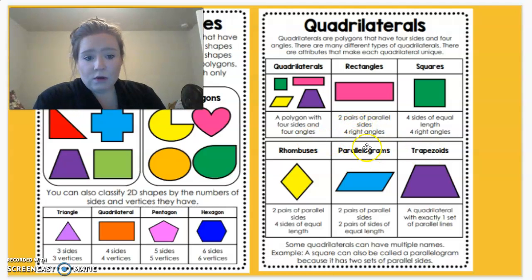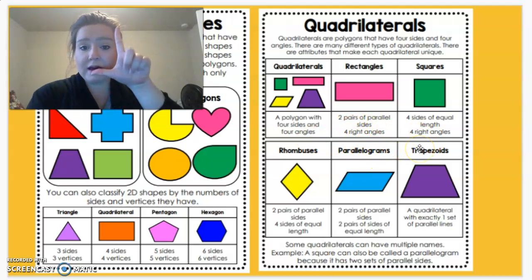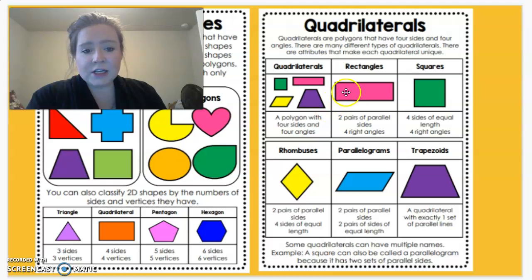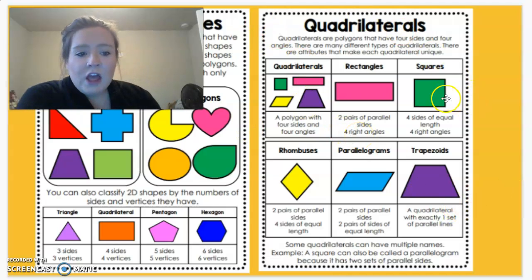And four right angles. Right angles make an L. Okay, right angles are 90 degrees. And if you took a piece of paper and lined up the corner of the piece of paper with the corner of your rectangle, it would line up perfectly. That is a right angle. Okay, squares. Squares all have equal side lengths.